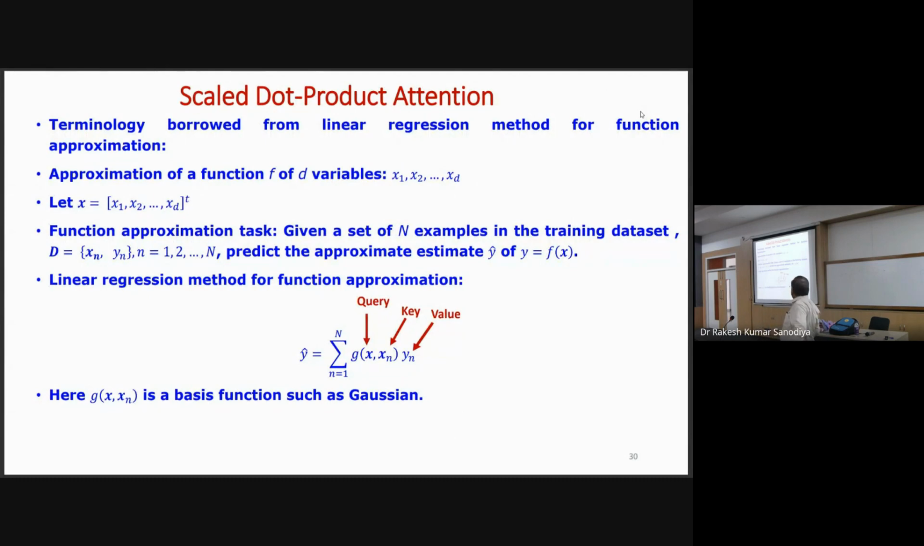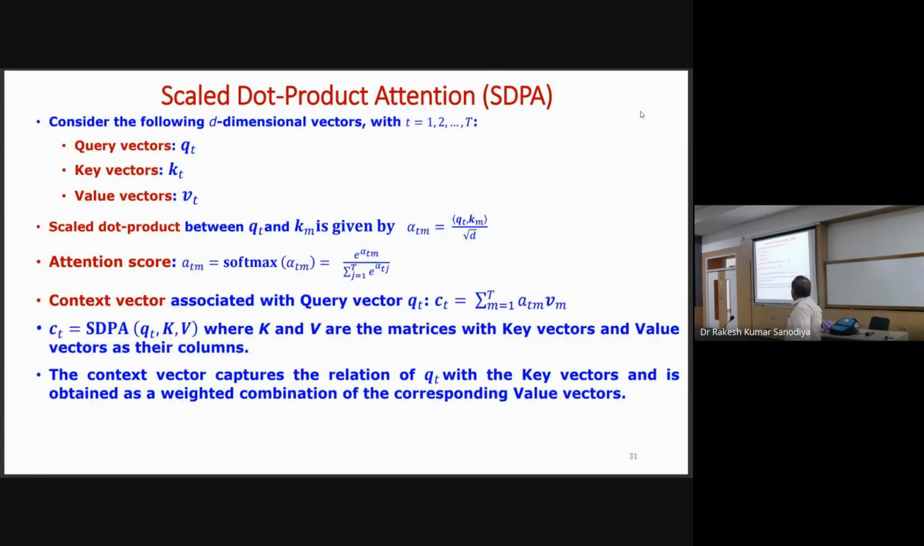So we have the terms like query, key, and value. As you'll be seeing, we'll be making use of these terms in the attention-based models. And so what do we have in these attention-based models? We typically have a sequence of vectors, right?